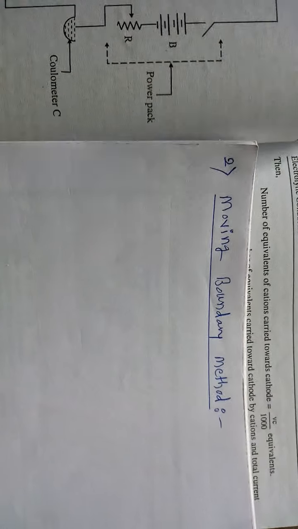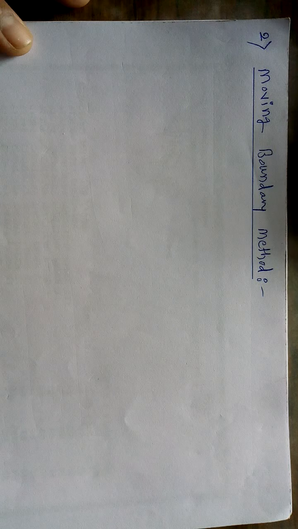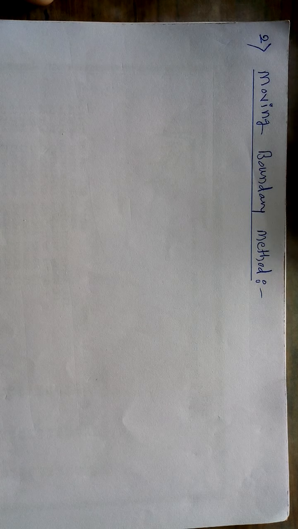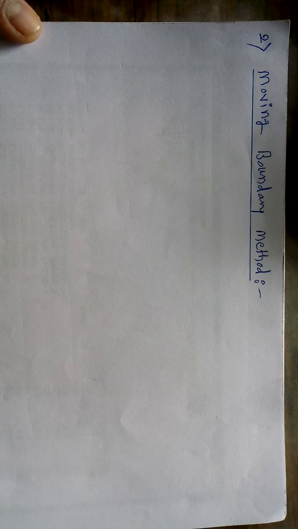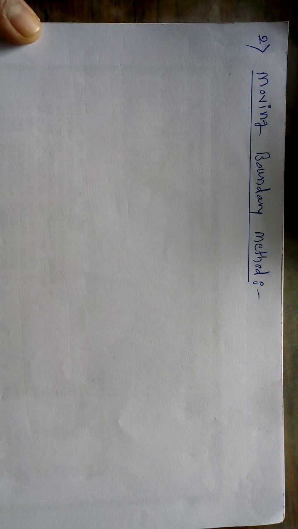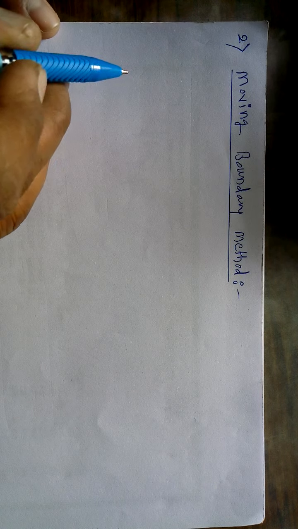As far as this second method is considered, we know very well that in the last method, the basis of Hittorf's method, we take into consideration the changes in the concentration of the electrolytic solution in the vicinity of the electrodes. But now this second method, the moving boundary method, what do we have to take into consideration? This method is based upon the motion of ions.